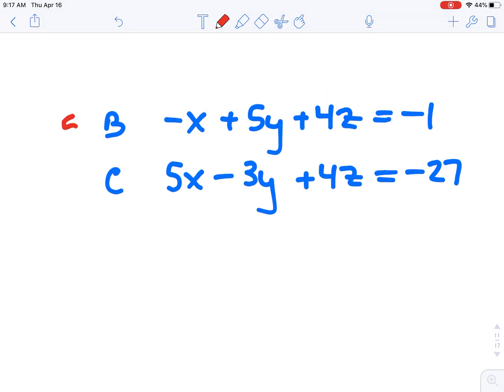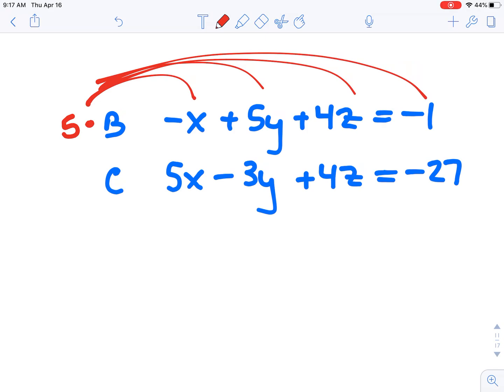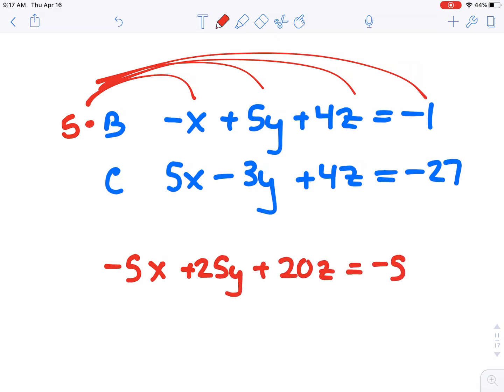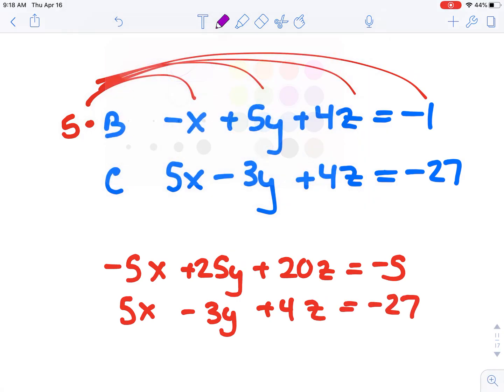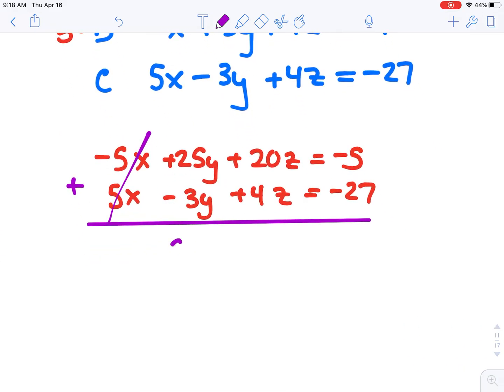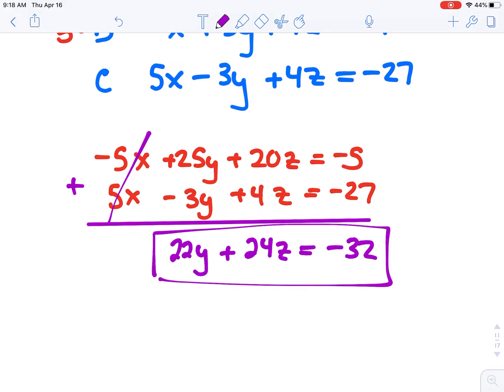Well, we have to multiply this first equation B by 5. So let's go ahead and do that and make sure you're multiplying every single thing by 5. Our new equation then becomes -5x plus 25y plus 20z equals -5. And I'm going to rewrite my equation C because I don't need to do anything to it. And now it's time to add these up to eliminate our x. Your x's eliminate, and you get 22y plus 24z equals -32. Please box that answer.